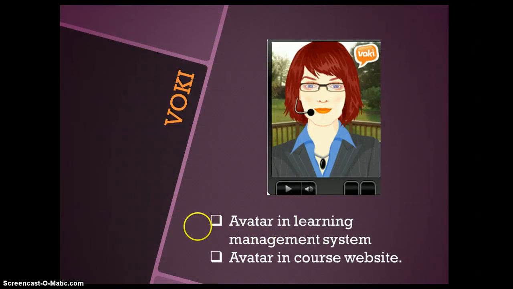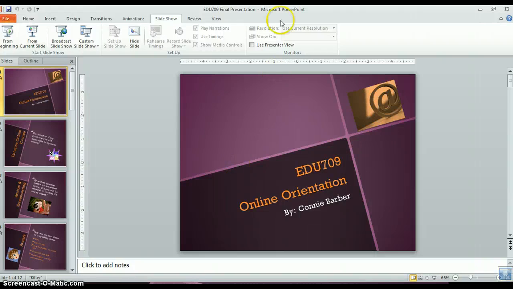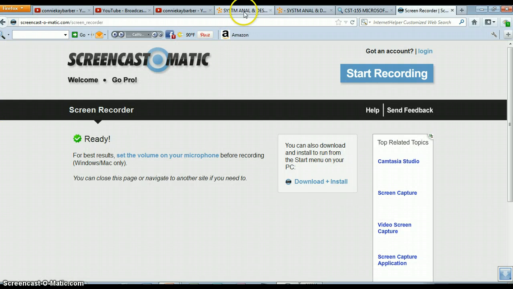So I chose to do Voki as an announcement. This is going to be my systems analysis and design class that students are enrolled in for fall online. And you'll see there's my Voki, and I'm going to show you two ways. One in the learning management system itself. So I'm going to go ahead and do that.